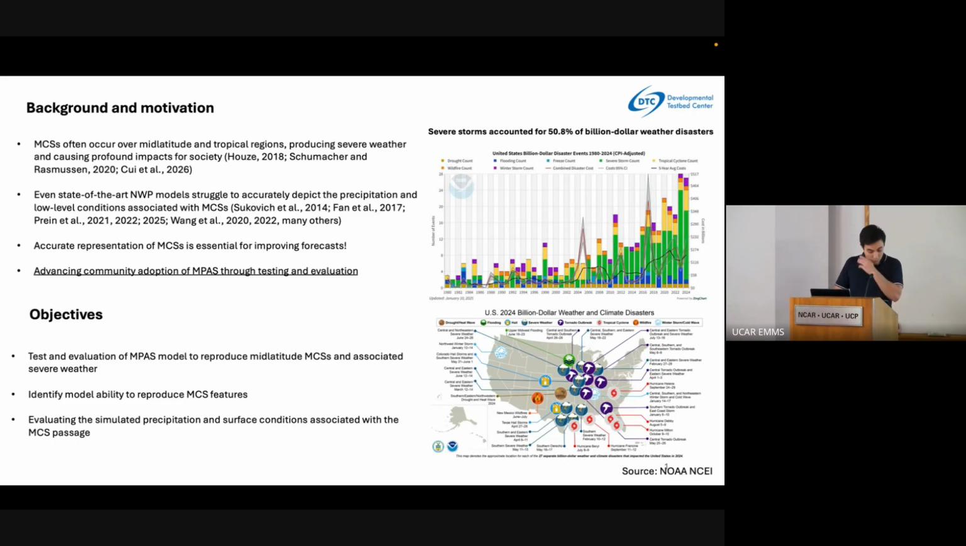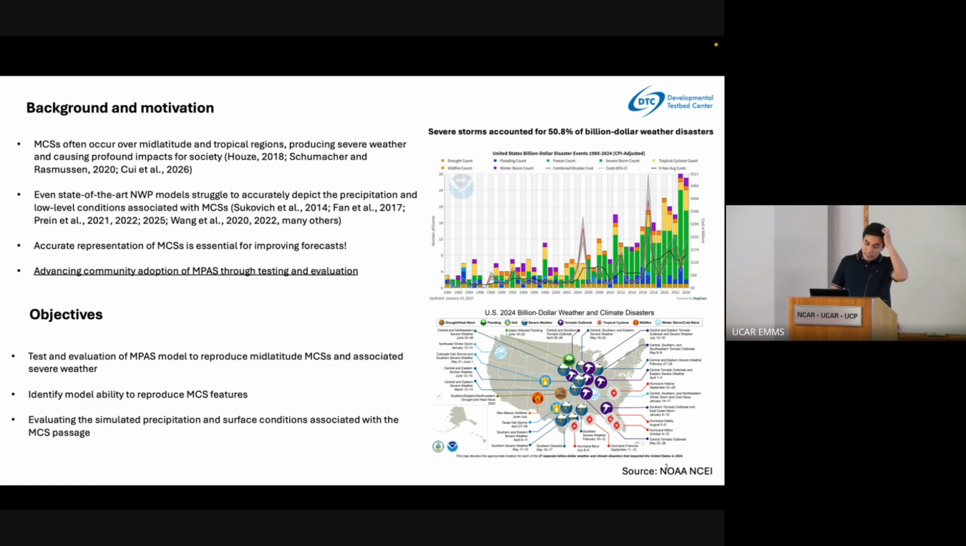And a recent NOAA report indicates that severe storms accounted for 50.8% of billion-dollar weather disasters. As we can see in this picture, the green bars are the severe storms. They increase year after year, and this impacts the region of central US and southeast US.